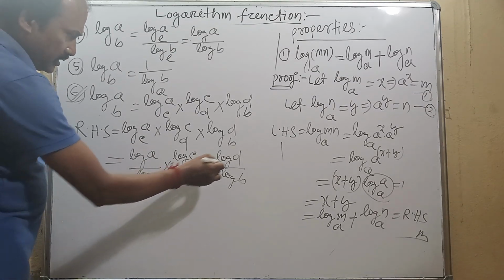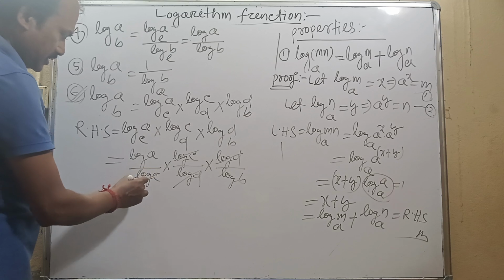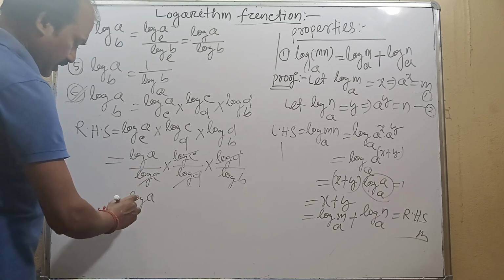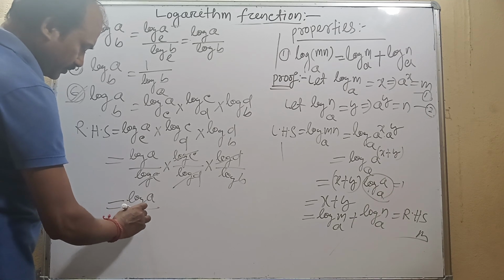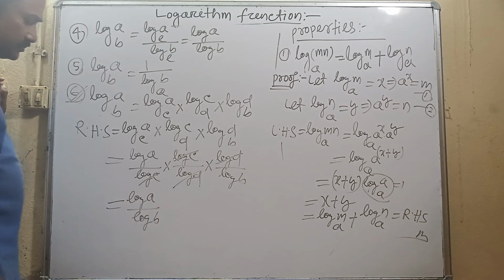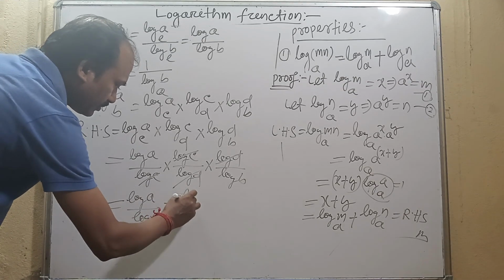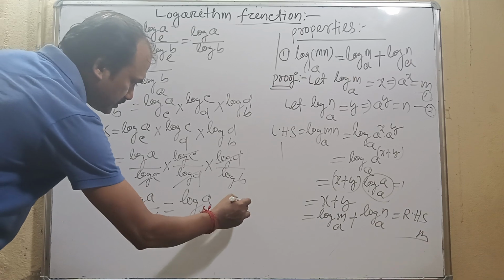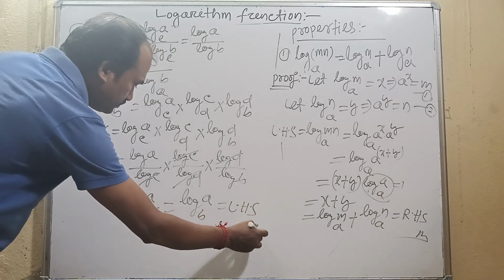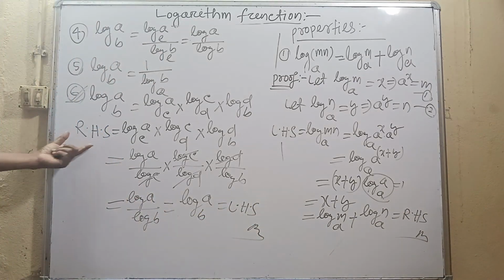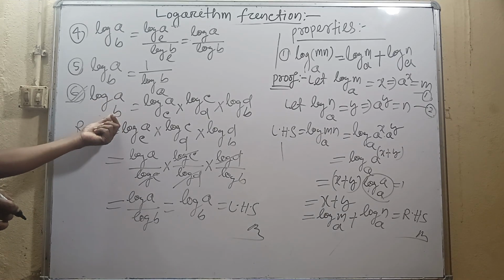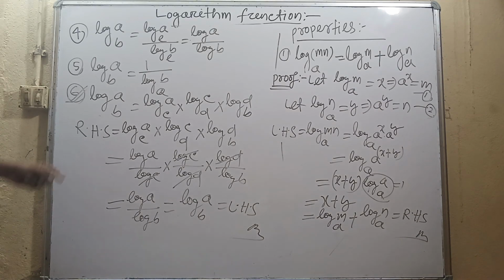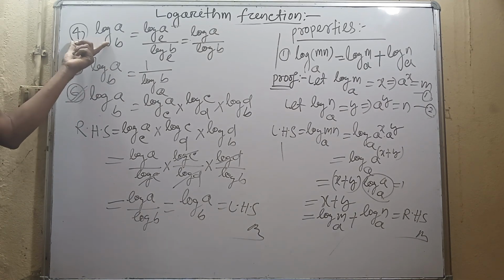Then log d cancels and log c cancels, and we get log a divided by log b. That means log a base b. This is the LHS, proved. This is the RHS, log a base b, and here also log a base b. This is the proof; use only property number 4.